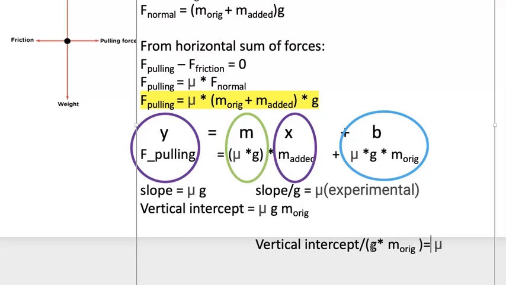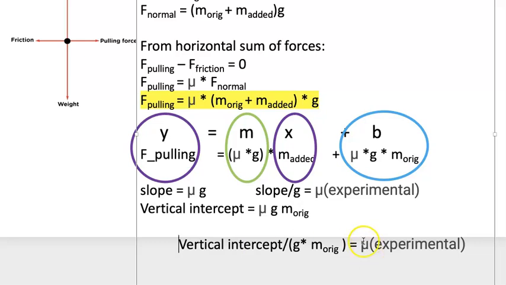So I can also find my experimental coefficient of friction by using the vertical intercept, by using my y-intercept. And this is how we get experimental values in science. If I graph this thing on the y-axis and this thing on the x-axis, my slope has a meaning, and I can use that meaning to actually describe what is happening.